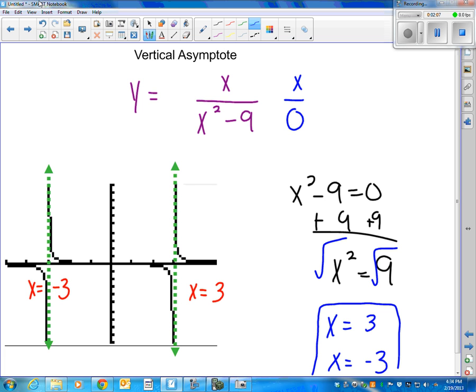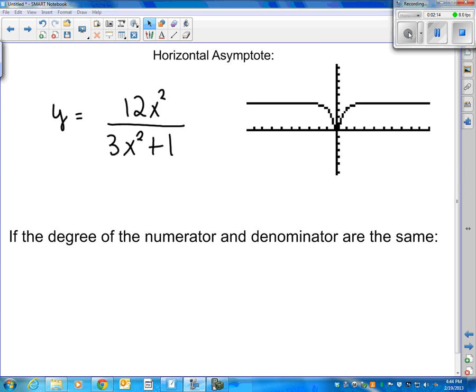All right, let's move on now to a horizontal asymptote. Okay, the horizontal asymptote, it's a little bit different. There are 3 different cases we need to look at. The first one is if the degree of the numerator and the denominator are the same. So I look right here at my exponent. I have x squared in the numerator, x squared in the denominator.